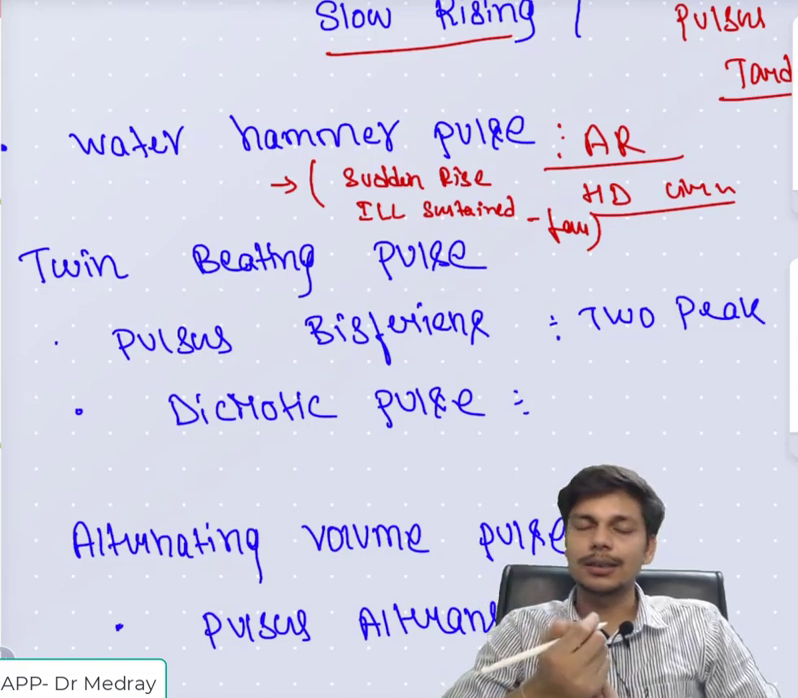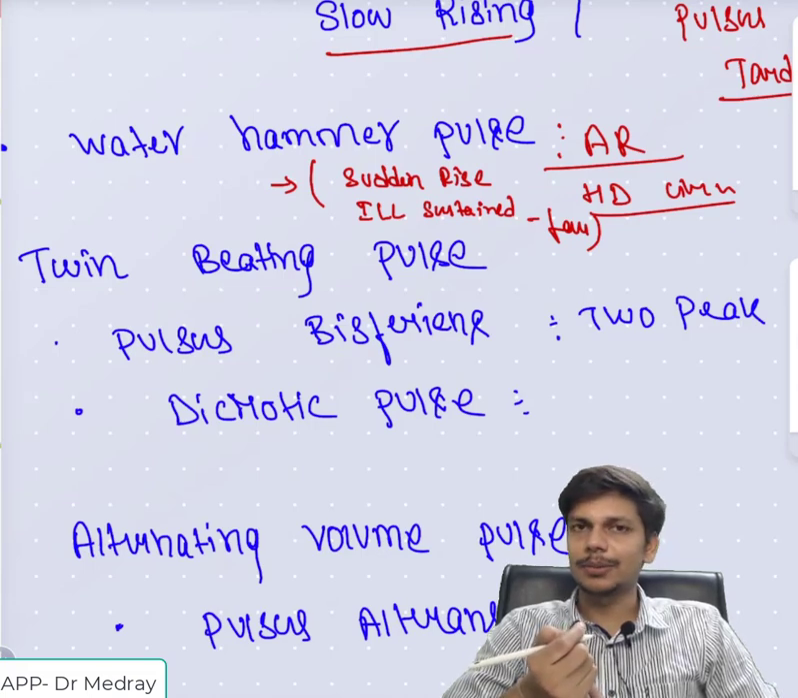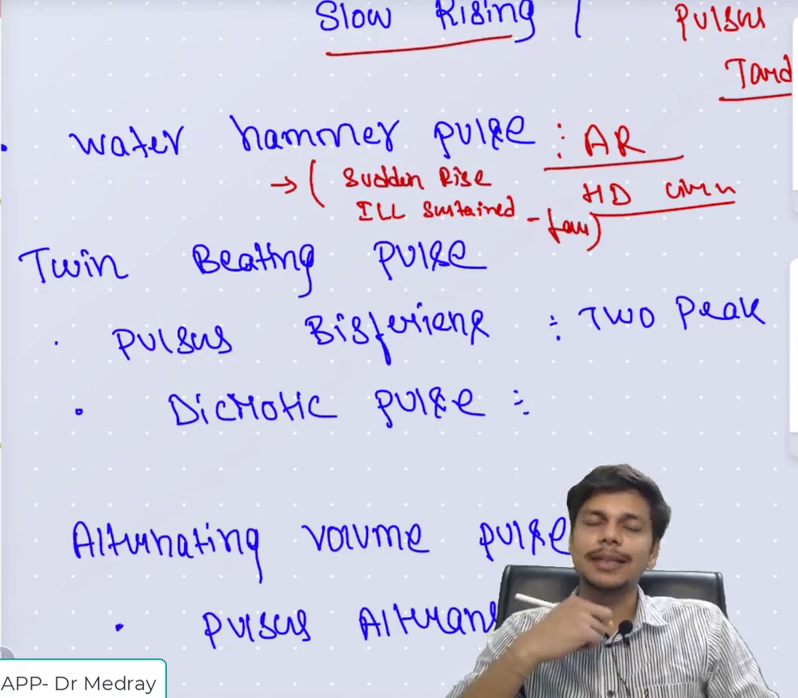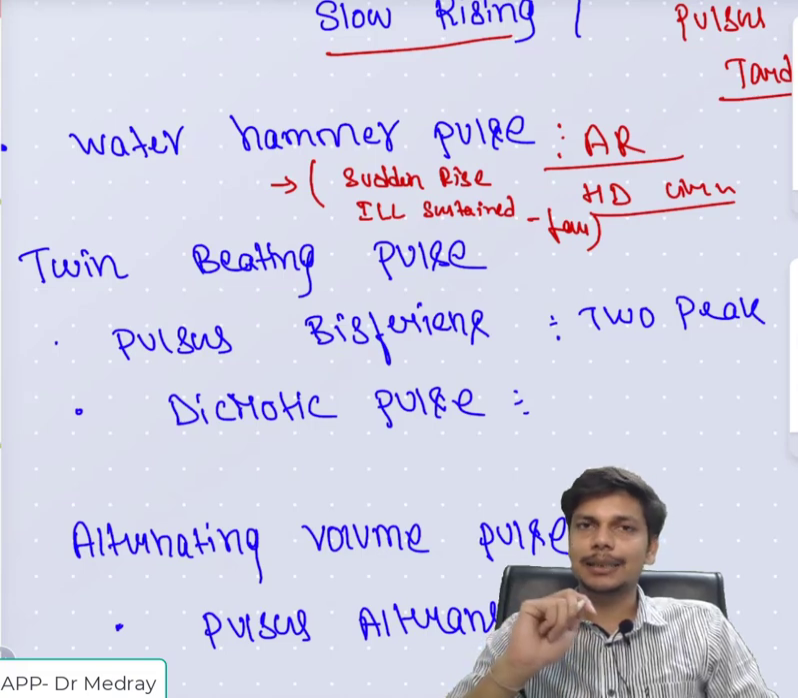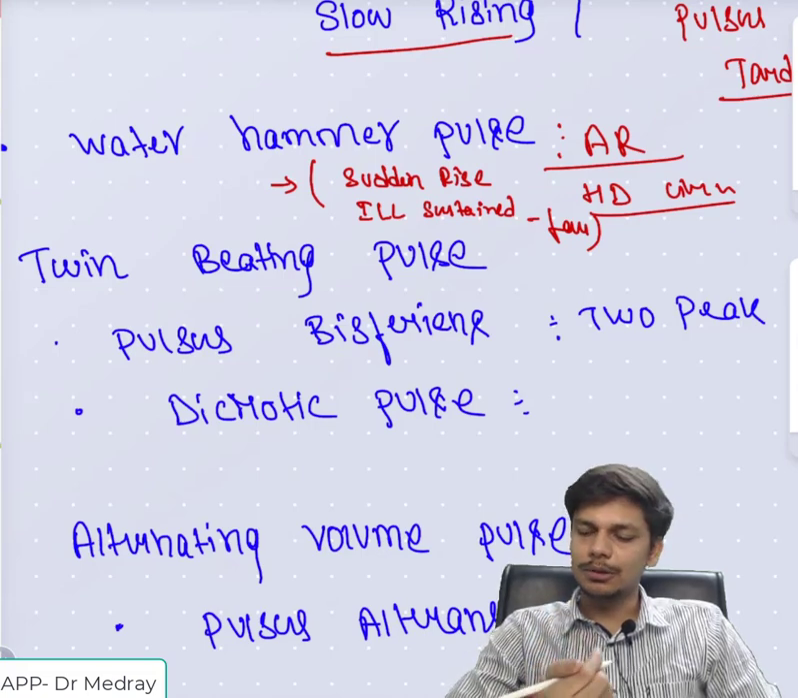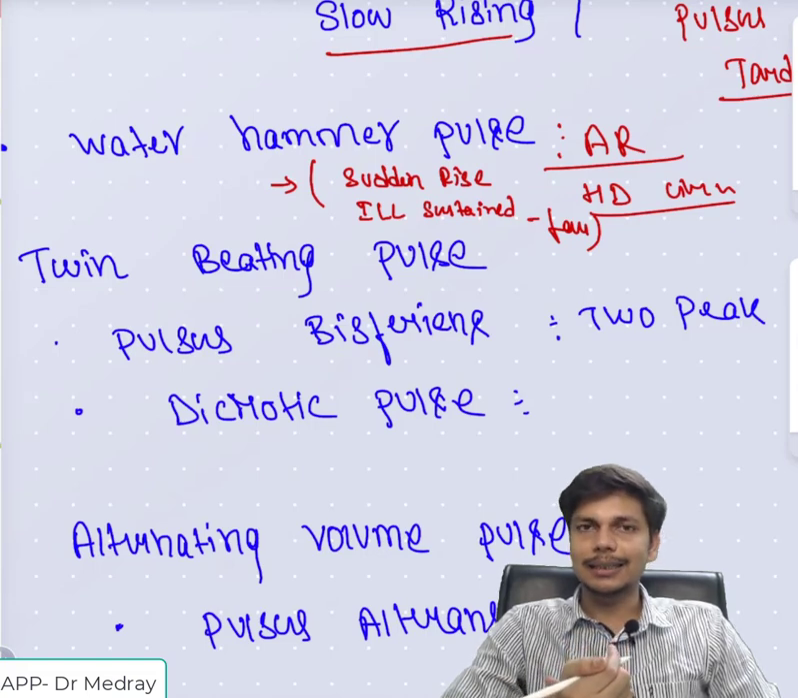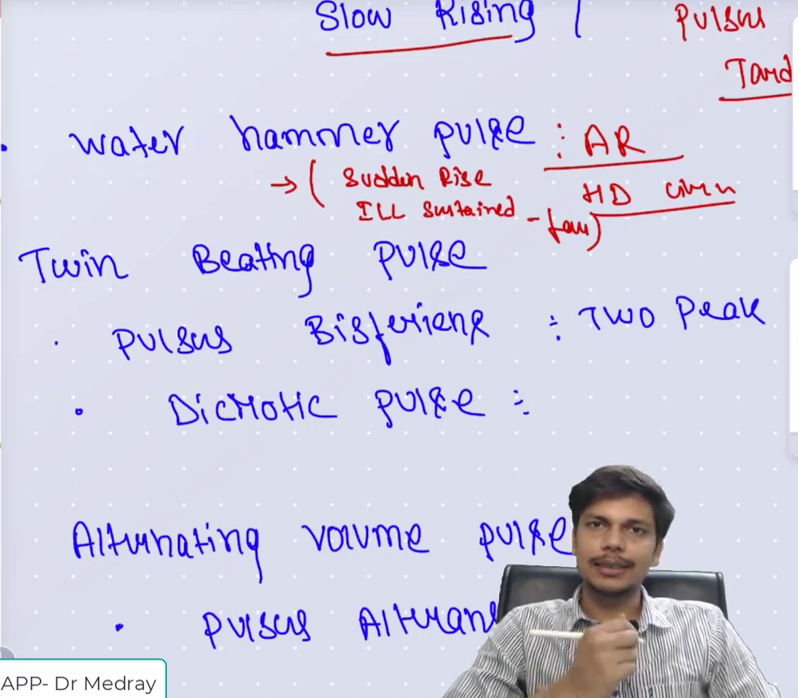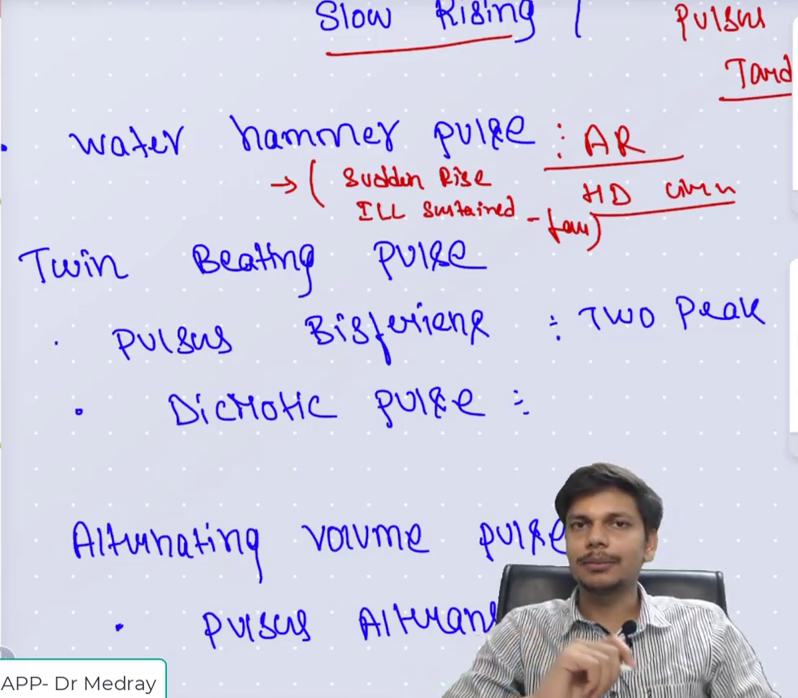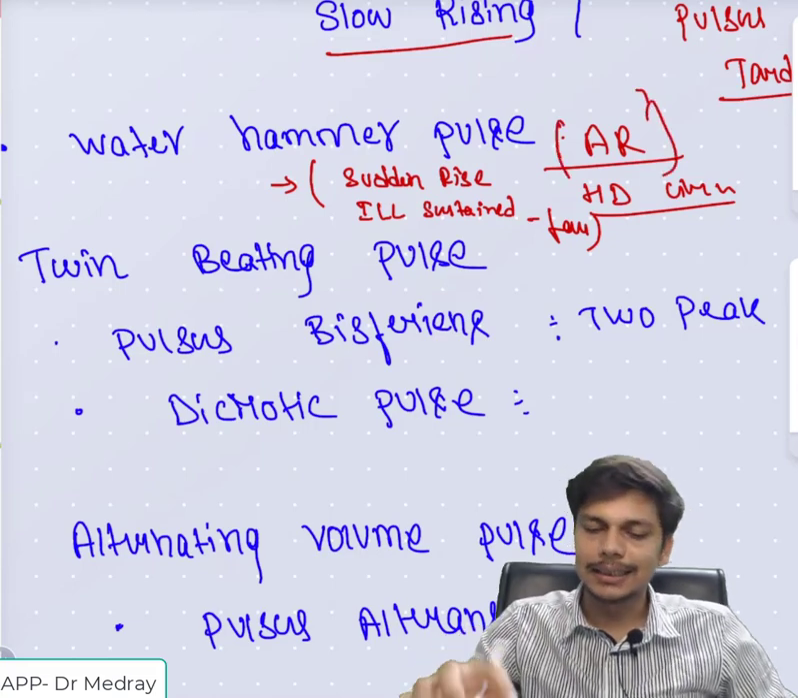When we check for the water hammer pulse, when we feel for the volume of the pulse, normally I told you that volume is felt in the carotid artery, but here is the exception. When we look for the water hammer pulse, we look in the radial and ulnar arteries. The volume there will show a sudden rise, which will be ill sustained, and then a sudden fall. But you have to do a maneuver, which we will discuss with the patient. So remember that water hammer pulse is seen in a patient of aortic regurgitation.